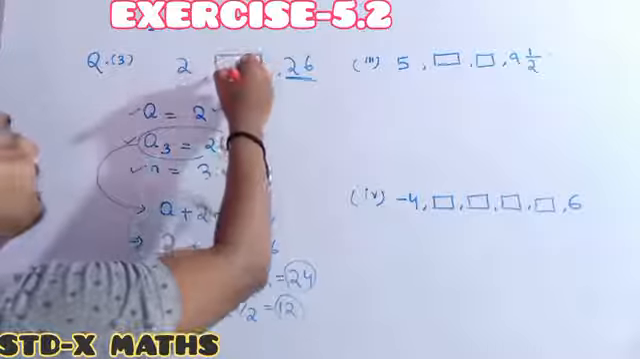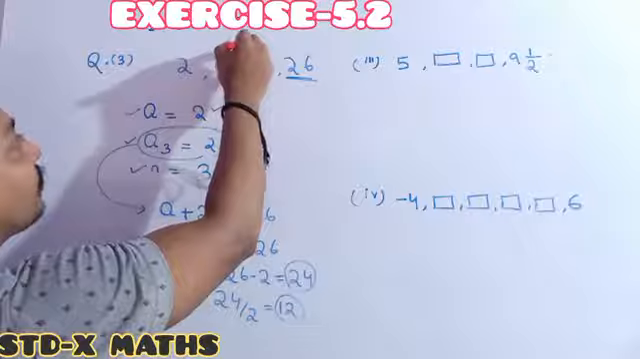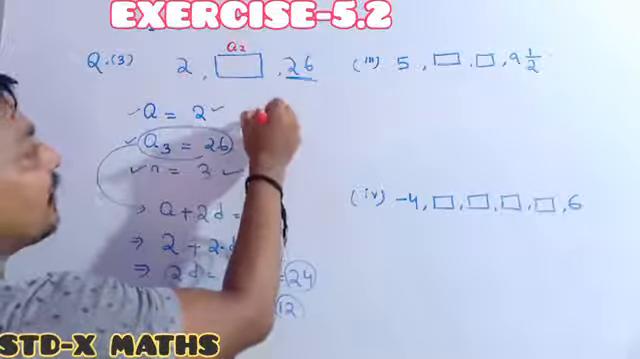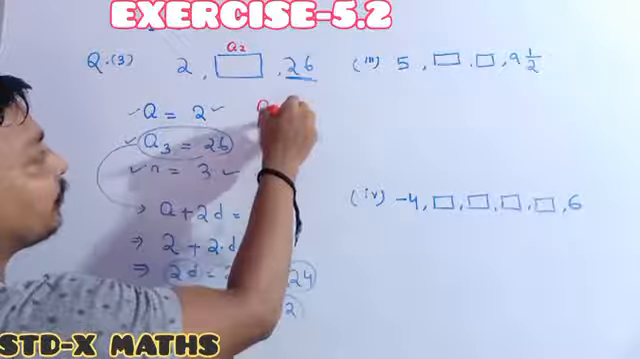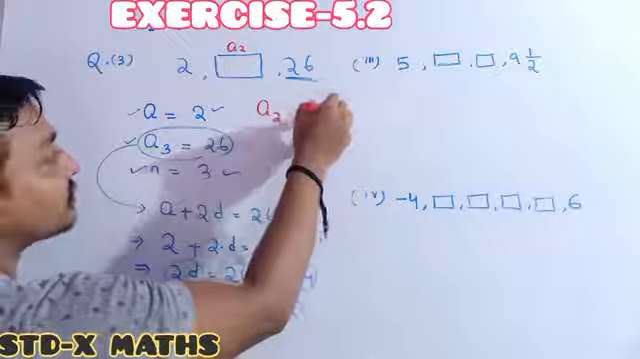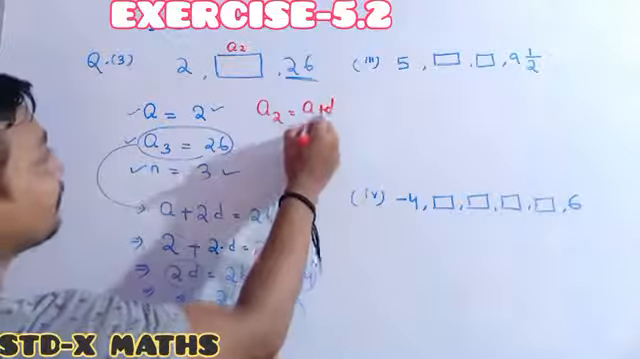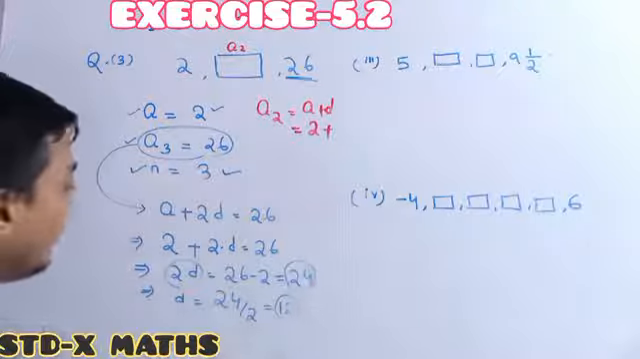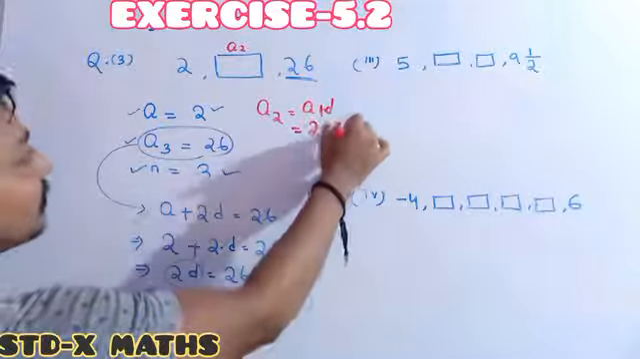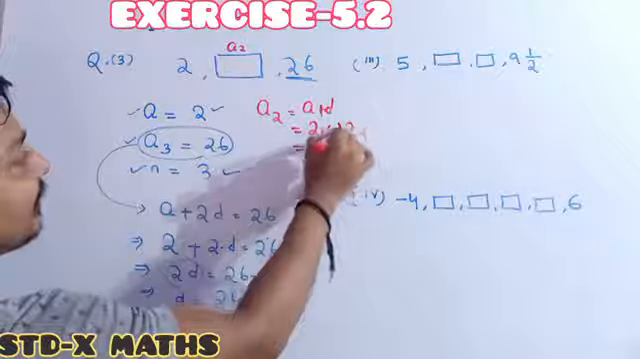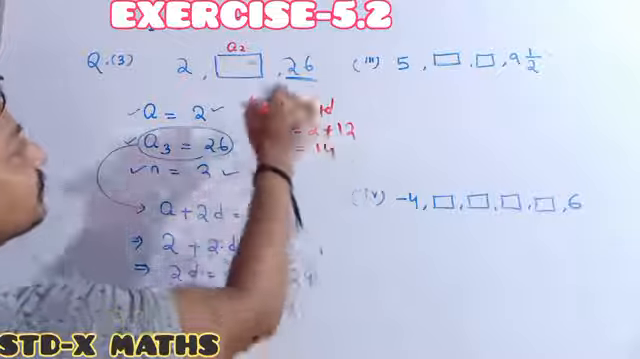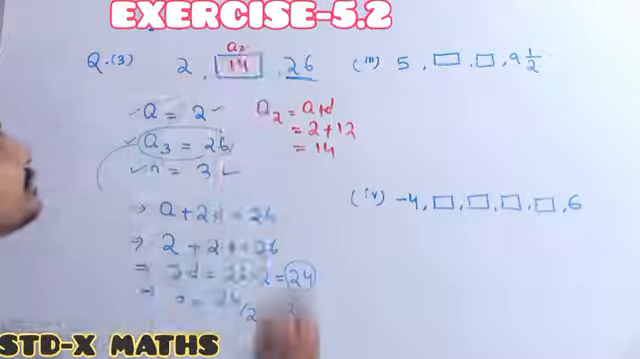So how to find out A2? The formula to find out A2 is A plus D, and here A is 2, and D is 12. So here you are getting 12 plus 2, which is 14. So this one will be 14.